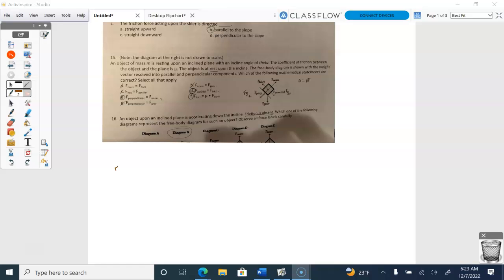So this is problem number 15, and the question is, does force of gravity matter? And the answer is absolutely, 100%. The question doesn't ask that, though. The question asks whether or not the force normal is equal to the force of gravity, and the force perpendicular is equal to the force of gravity. So I'm going to try to answer that question.